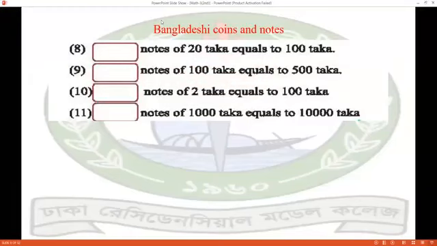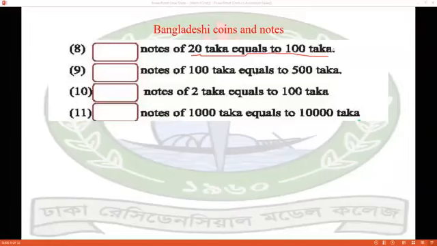And we have to find out how many notes make a definite amount of taka equal to a definite amount of taka. That means you have to find out, for 20 taka, how many notes will we need for 20 taka to equal 100 taka?